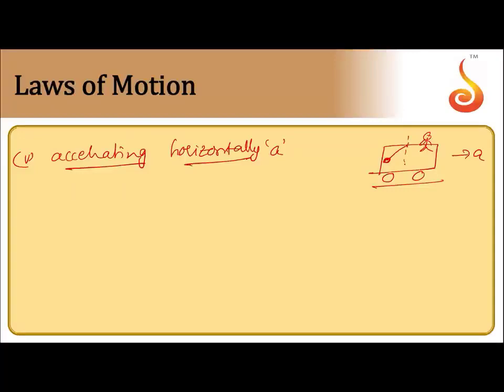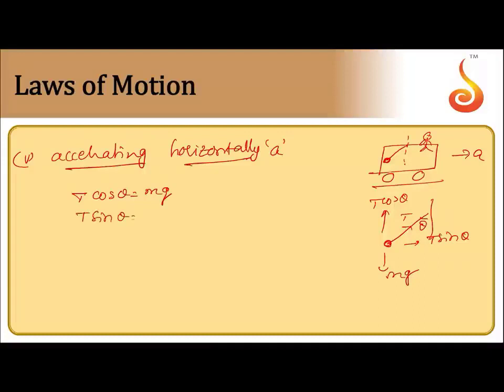But seen from the carriage frame, what are all the forces? How do I write it? T is present here, and this is theta. Then I can resolve this T into components. If I resolve this, it's going to be T cos theta and T sin theta, and T cos theta is equal to mg, and T sin theta provides the necessary force ma.